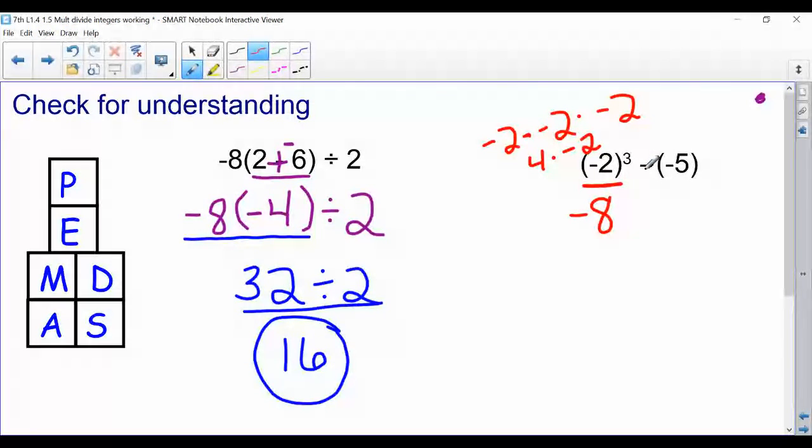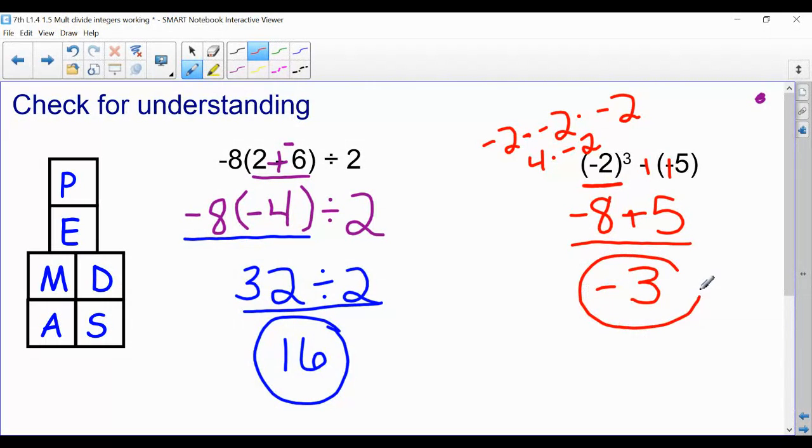And then we have minus the negative 5. If I add a line, change the sign right there, that becomes plus 5. Negative 8 plus 5, different signs, find the difference. 8 minus 5 is 3. Answer gets the sign of the larger value, so our answer is negative 3.